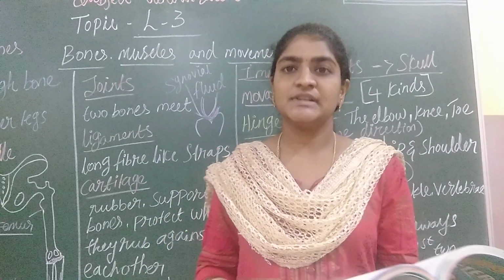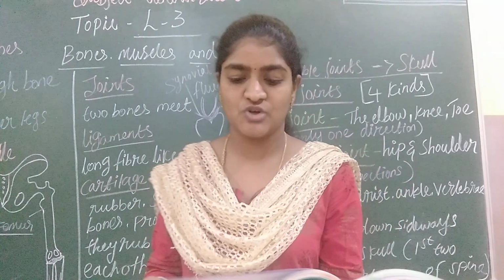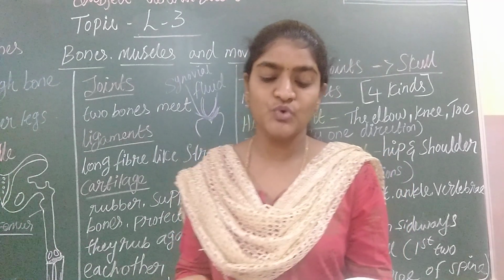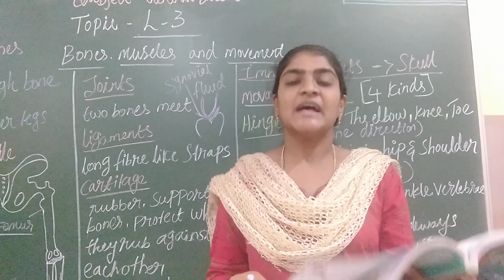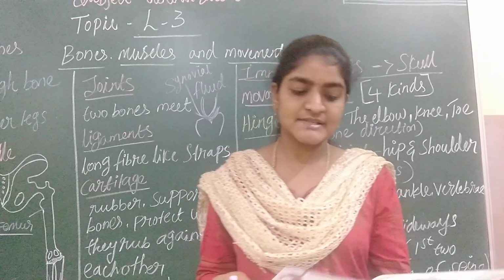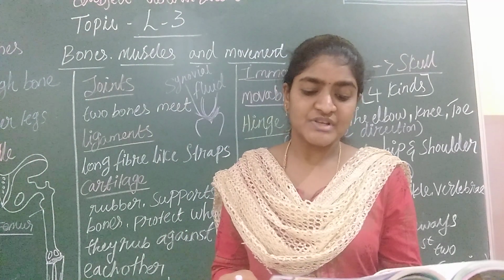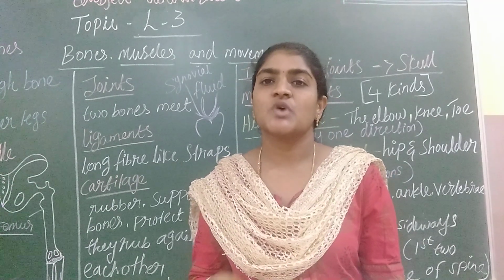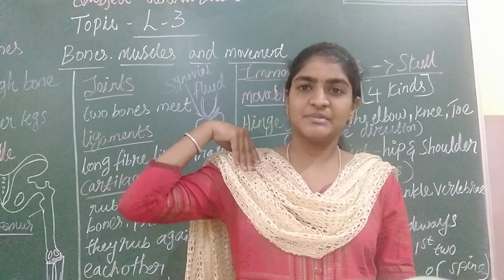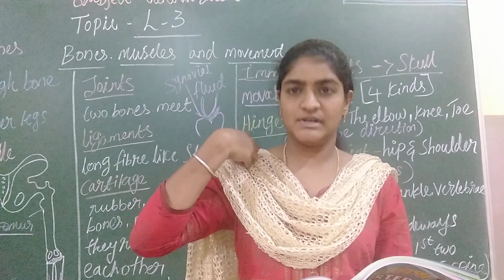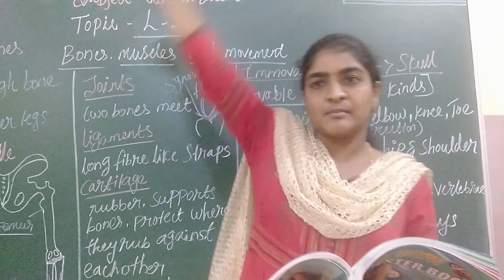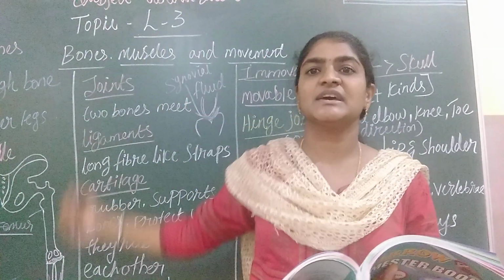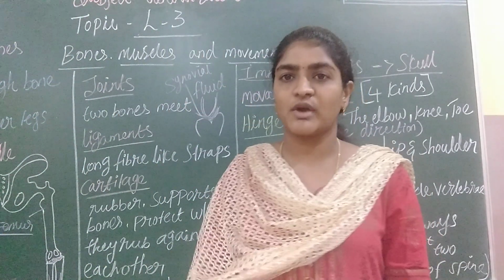And the second one is the ball and socket joint. This joint allows the connected bones to move in many directions. The bone has a hollow in which the ball of another bone fits. The hip and shoulder joints are examples. For example, here I can take the ball and socket joint. I can rotate my hand in many directions.